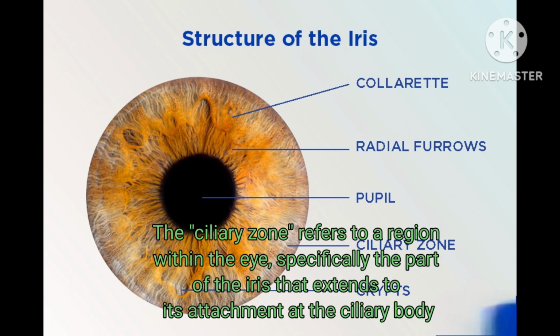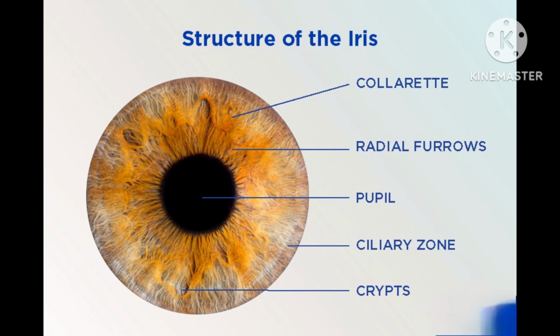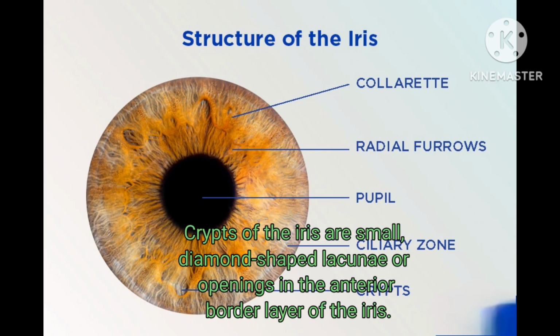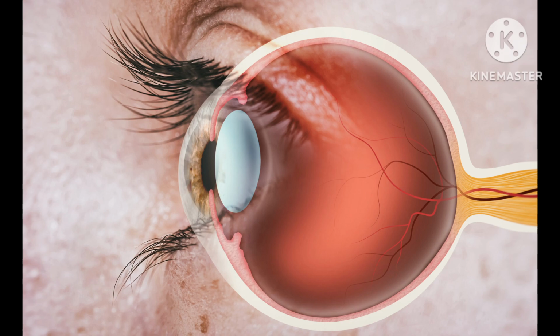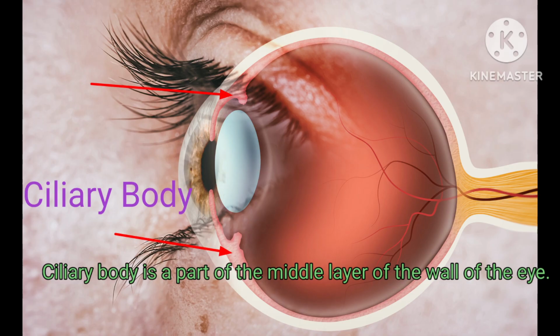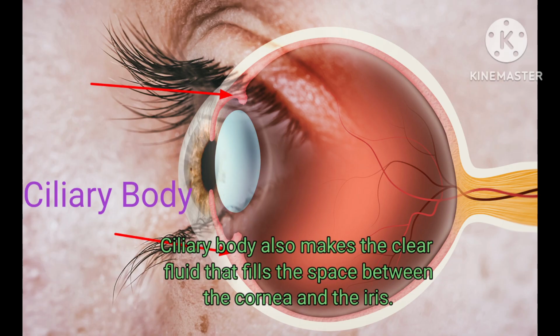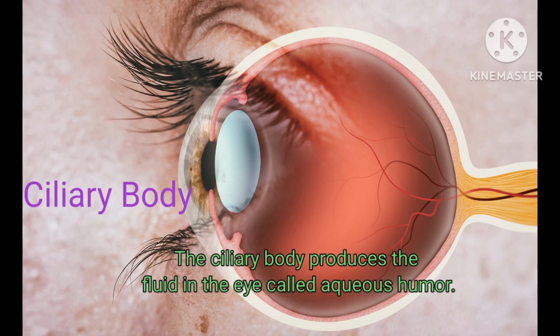The ciliary zone refers to a region within the eye, specifically the part of the iris that extends to its attachment at the ciliary body. Crypts of the iris are small, diamond-shaped lacunae or openings in the anterior border layer of the iris. The ciliary body is a part of the middle layer of the wall of the eye. The ciliary body also makes the clear fluid that fills the space between the cornea and the iris. The ciliary body produces the fluid in the eye called aqueous humor.